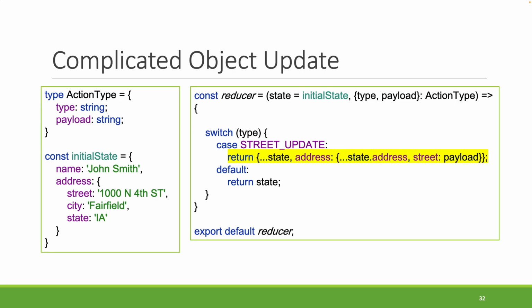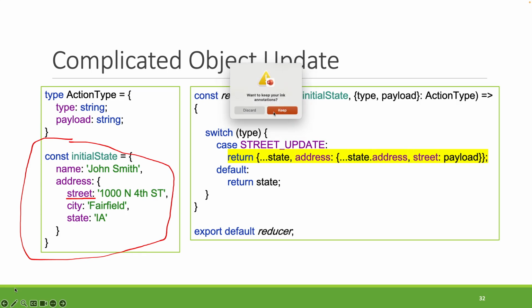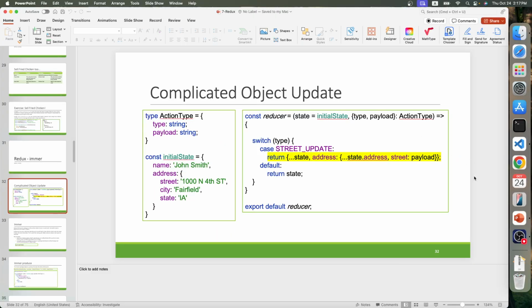Okay, suppose we have a scenario. Our state looks like this. It is an object that has a name and a nested object, address, which has a street, a city, and a state. Now I'd like to make a change on the street, and see what happens with our code. This is related to complicated object updates. Okay, let's go to our code.